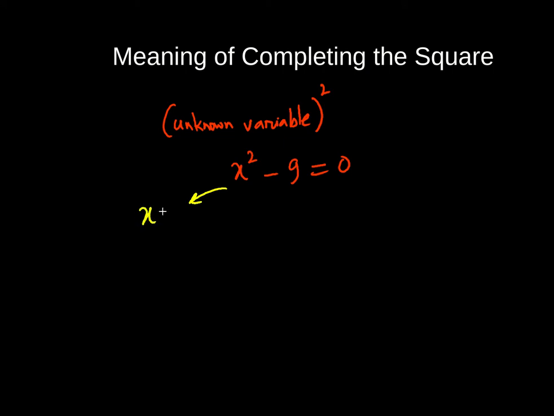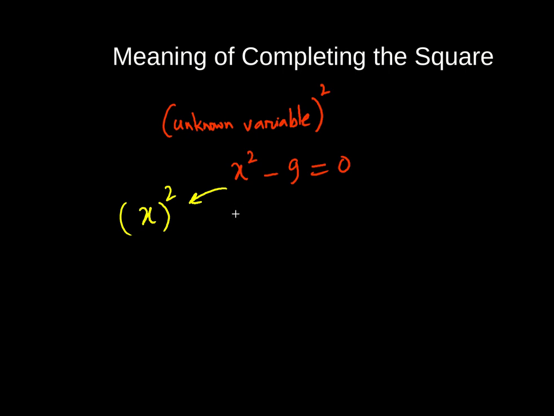Now let us understand the meaning of completing the square. The terms containing the unknown variable, for example x, are completely inside a square. For example, consider the quadratic equation x square minus 9 is equal to 0. In this equation, x is a variable which is completely inside a square. Now it's quite easy to solve a quadratic equation like this, in which terms with variables are inside a square.